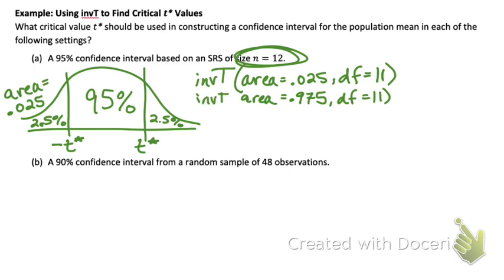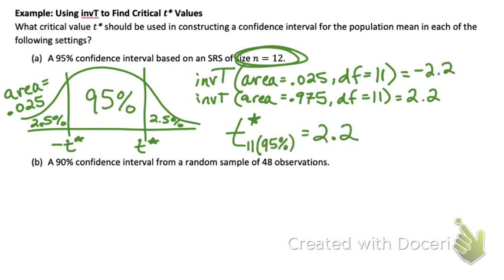Either one of these, you will get the same answer. One of them will be negative, one of them will be positive. However, we are always going to use the positive number because T star is a distance. It is how many standard deviations we are using. So, what'd you get when you plug this in? 2.2. Or negative 2.2. And here we go with our T star critical value for 11 degrees of freedom with 95% confidence equals 2.2.